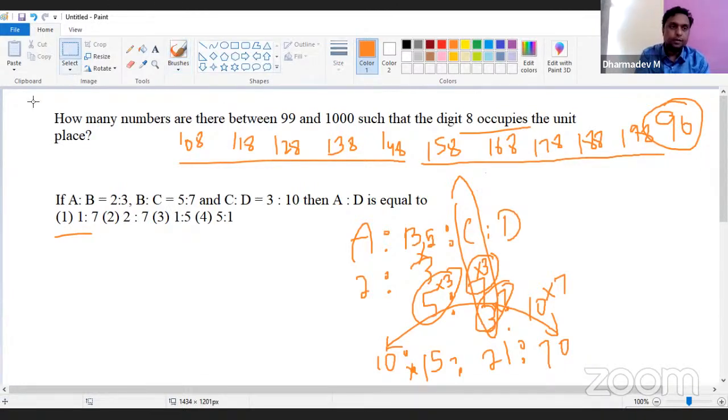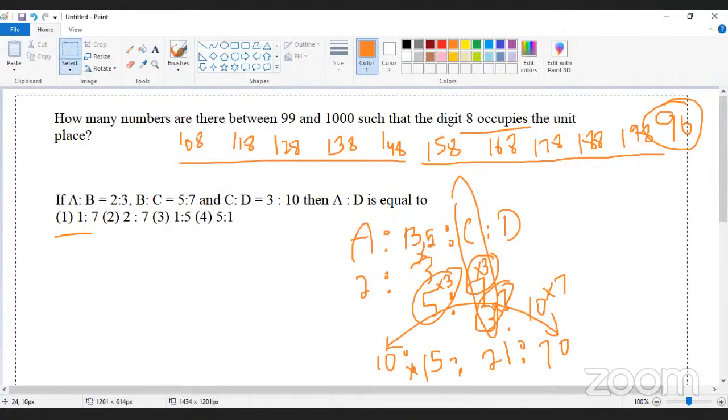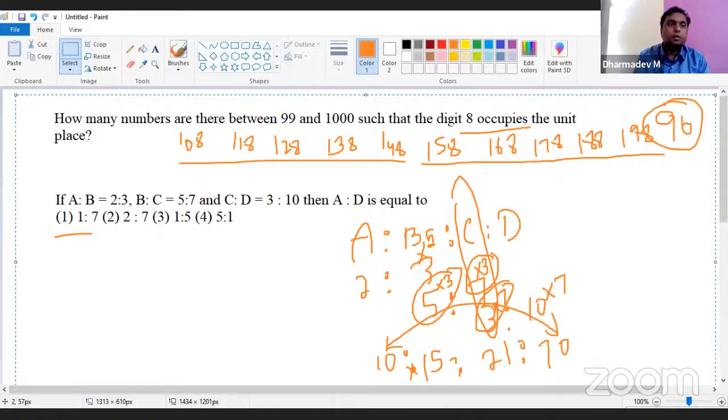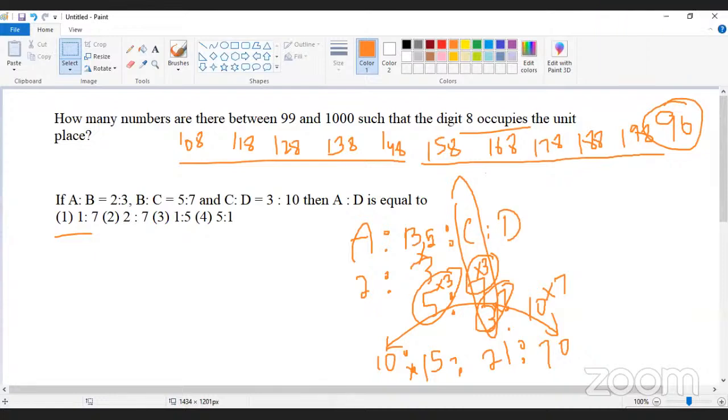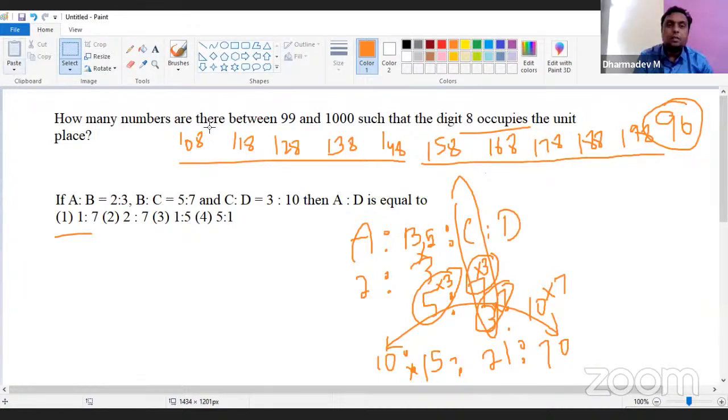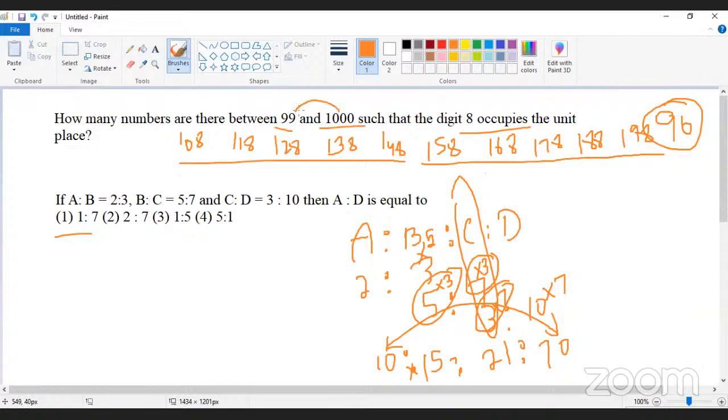Sir, repeat again. From 100 to 200 in unit place, eights, there are 10 numbers. Got it? Yes, sir. So it's 10 times 10, 100. Yeah. So they want only from 99 to 1000. They don't want it from 1. So from 99 to 1000, there are total how many numbers? 901 numbers.